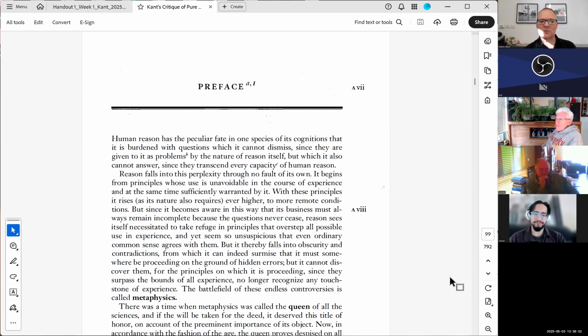So this preface: human reason has the peculiar fate in one species of its cognitions that it is burdened with questions that it cannot dismiss, since they are given to it as problems by the nature of reason itself, but which it also cannot answer, since they transcend every capacity of human reason. What is that aspect of our cognition? Theoretical reason. And why can it not answer the questions posed for it? Because there are no theoretical objects.